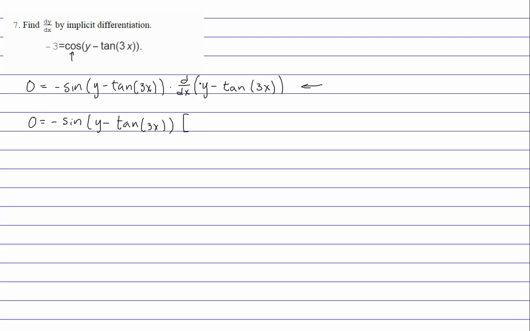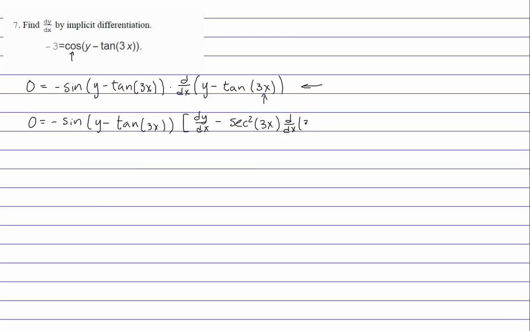Now I take the derivative of y with respect to x, so that one is just dy dx. Or if you want, you take the derivative with respect to y, which is a 1, times dy dx. Same deal, same end result. Now I get the derivative of this tangent. So minus the derivative of the tangent, which is going to be secant squared, evaluated at the inside. You see it's not just an x, it's a 3x, so you're going to have to do a chain rule. Secant squared is the derivative of the tangent, evaluated at the inside, 3x, times the derivative of the inside.